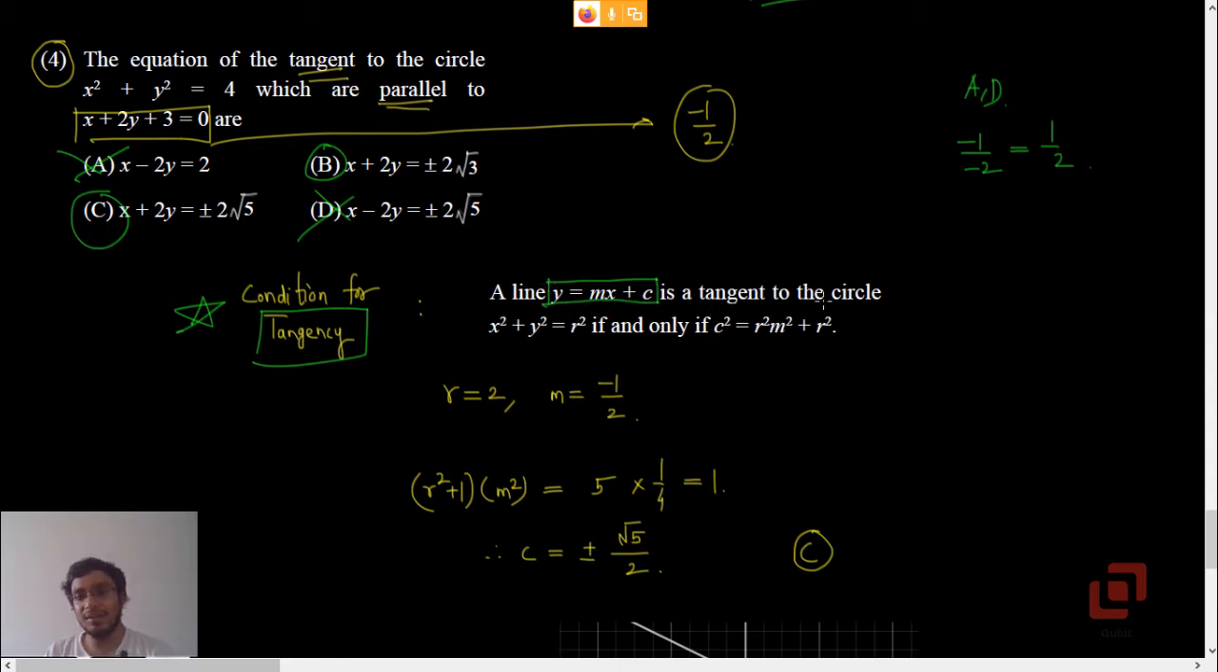Okay. So this is a tangent to the circle x squared plus y squared equal to r squared. So we are now taking those circles whose center is at the origin. Okay. x squared plus y squared equal to r squared. If and only if, so this is a biconditional statement, c squared is equal to r squared m squared plus r squared. Do we know the radius of the circle r from the equation of the circle? Yes. 4 is r squared, so r must be equal to 2 units.